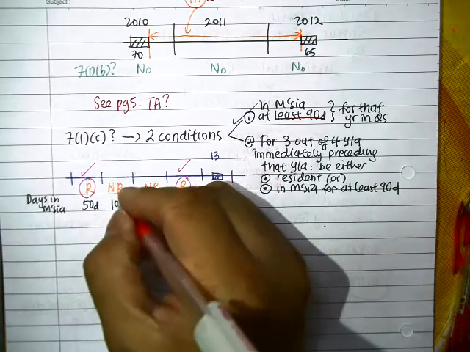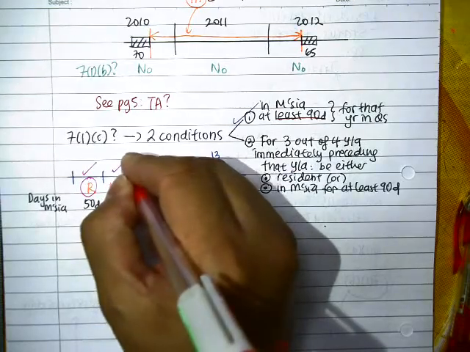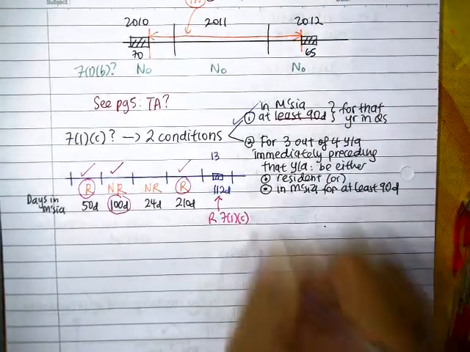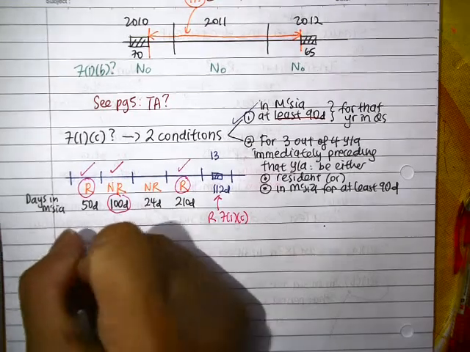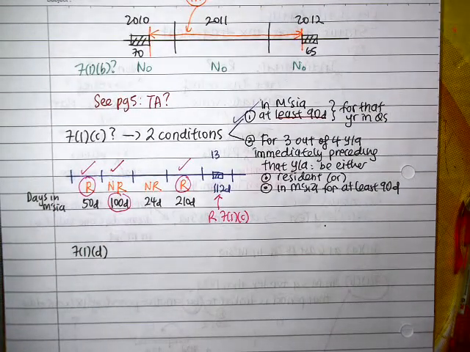And you notice that the days are 100, right? We need at least 90. So you also fulfill this. Now, then this become resident by virtue of 1C. Okay? Now, so that's the third rule. Now, the last rule we see is 7.1D. So what is 7.1D?